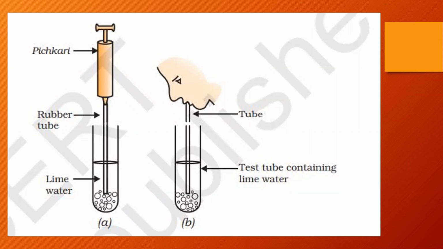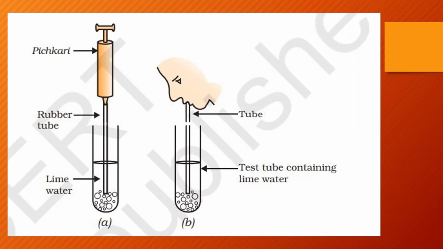In this experiment, I've taken a beaker or a test tube which I have filled with lime water. That's the chemical formula of lime water, CaO. Through a rubber tube, I'm attaching a pitchkari, or a hollow syringe. In the next setup, I'm taking another test tube and filling it with the same contents, but instead of the pitchkari, I'm keeping a man's face where he's blowing carbon dioxide gas into it.